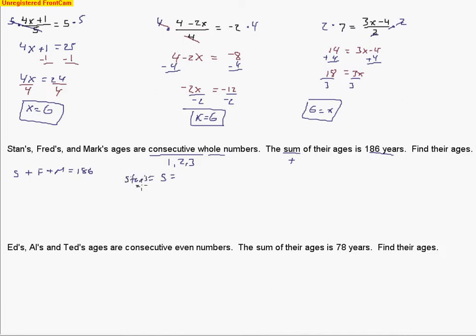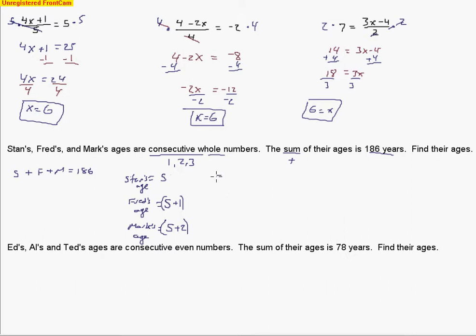Well, if that's the case, let's say that since Fred is just 1 year older than Stan, Fred's age would end up being just S, so Stan's age, plus 1 year. And then Mark's age, well, since Mark's is 2 years older than Stan, 1 year older than Fred, we're going to say his age is Stan's age plus 2. So now we've got expressions to represent an unknown. And now we have the same unknown, so we can solve the equation.